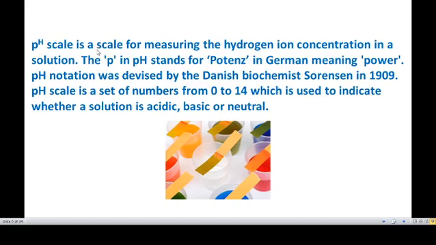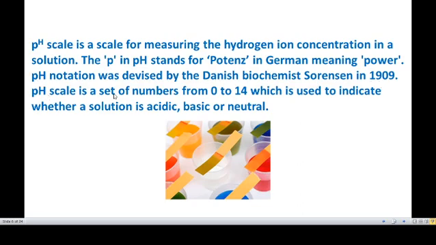pH scale. What is the pH scale? What is pH? Power of hydrogen ion concentration in a solution. The pH scale is a scale for measuring the hydrogen ion concentration in a solution. The P in pH stands for potenz in German, meaning power. P for power in German. The pH notation was devised by the Danish biochemist Sørensen in 1909.